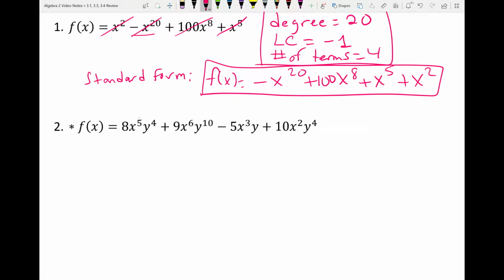So for number 2, you're going to add up the powers here. So that's going to be 9. You're going to add up the powers just to determine the degree, nothing else. That's the only reason why we add the powers here. So this will be 16. This is a 1 here, so this will be 4. And then this will be 6. So the degree is going to be 16 here.